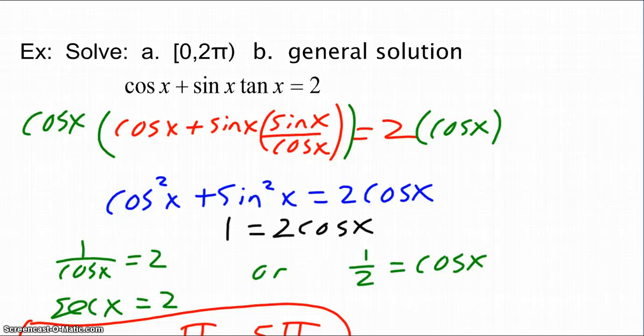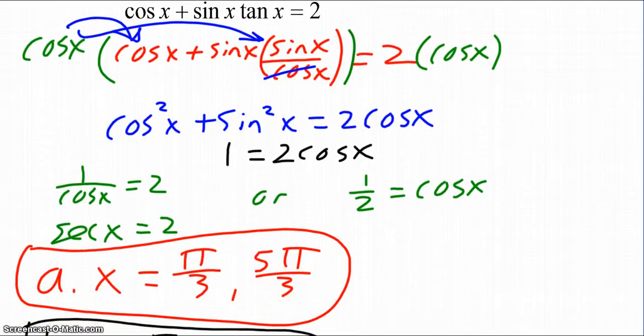So it gets rid of the denominator here, but when I distribute, cosine times cosine becomes cosine squared. When I distribute here, again, the cosines cancel, and I'm left with sine times sine, which is sine squared. And then on the right-hand side, I have 2 cosine of x. This is not the only way to do this. You could have gotten a common denominator on the left-hand side, combine like terms. There are many other things you could have done. This is just one method.